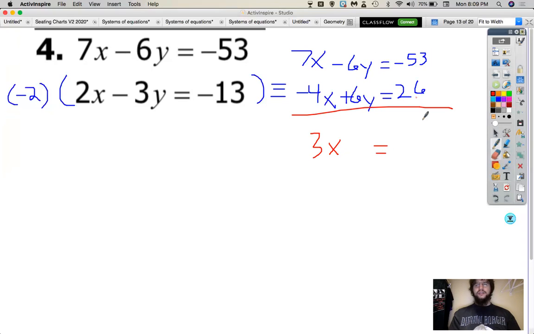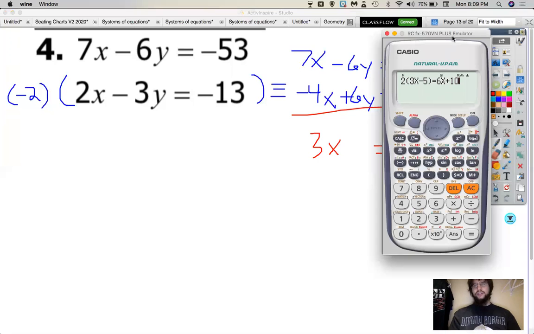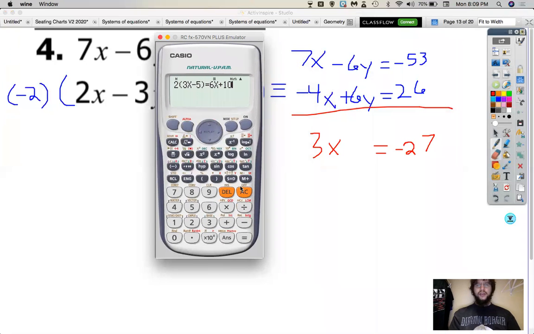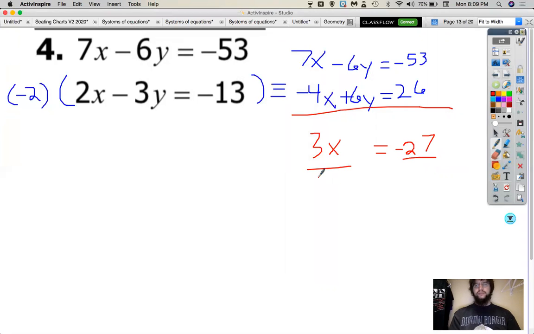53 and 26, that's going to be a 7 and a 2. Yeah, I think it's a 2 and a negative. I don't know. Yeah, I think that's right. Don't think. Just take your calculator and use it, people. It's okay to use a calculator. There we go, negative 27. Divide through by 3, x is negative 9. Again, you can use a calculator.